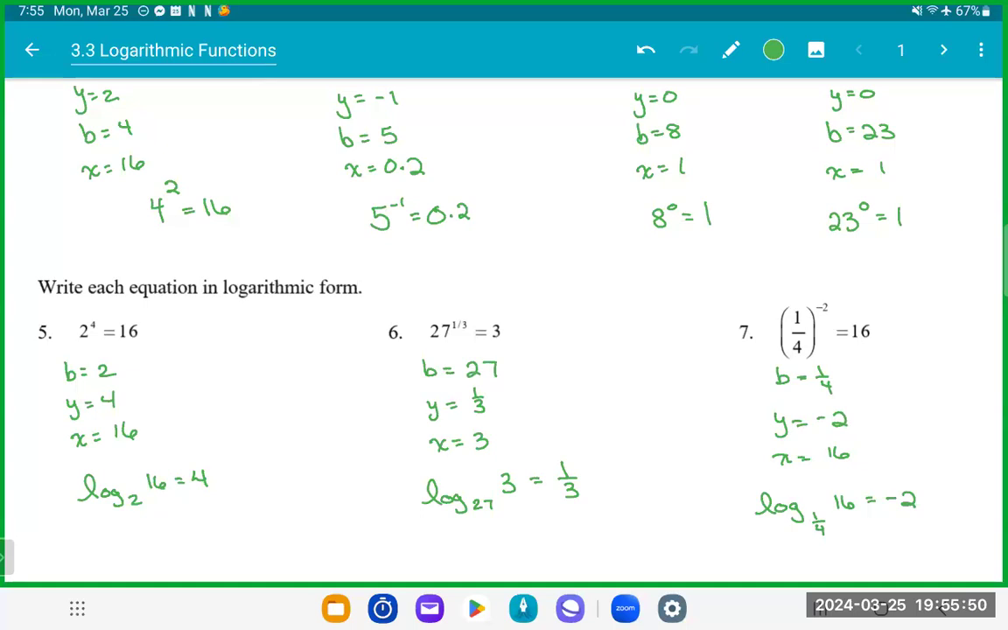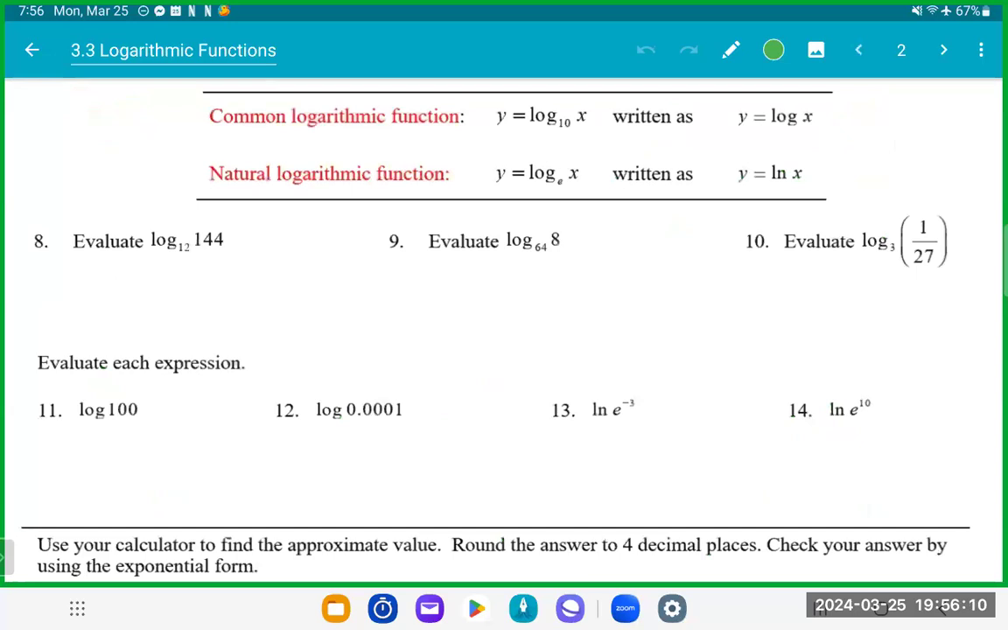Any questions going from equation or exponent form to logarithmic form, or from logarithmic form to equation or exponent form?